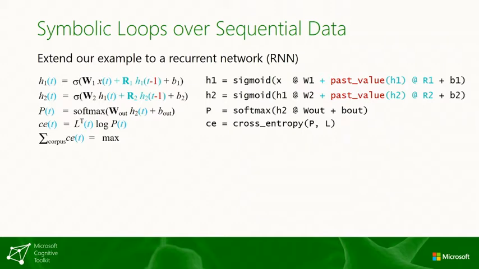So in the first equation of H1, we're adding a time variable, and then H1t is going to be dependent on H1t minus 1, which is the previous timestamp. You take the H1t minus 1, and you multiply by a matrix R1. On the left-hand side are these equations, so you can easily understand that. And on the Python side, CNTK has a keyword called past value. So essentially, you just write past value of H1, and then times a matrix R1. And this is all you do in Python. So you can see how easy it is to write a recurrent network in CNTK. It's very straightforward.